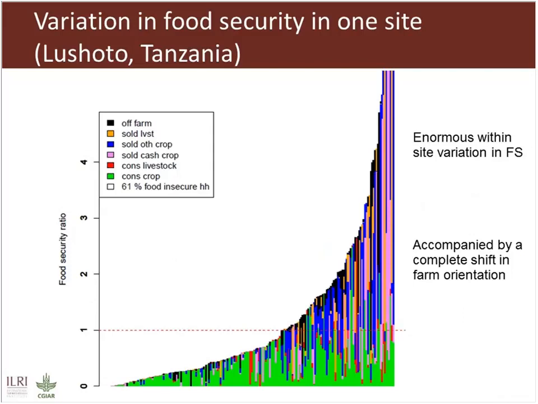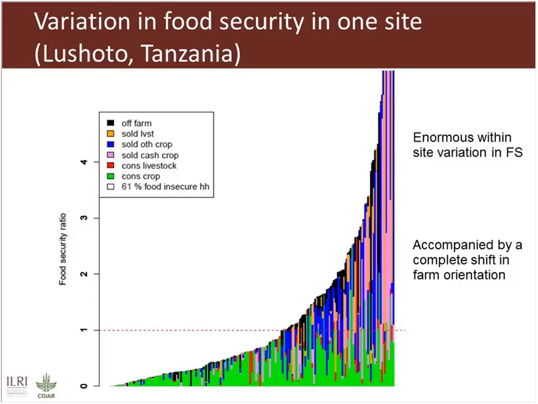And here in this graph, you see an example of this type of analysis, where you see on the x-axis 200 individual farm households in a site in Tanzania, Lushoto. And they are ordered along a score of our food security indicator. It's called food availability ratio. And it quantifies the potential ability of a household to generate enough food to feed the family. So like I said, this is in one site, 200 households on the x-axis, ordered along that indicator.